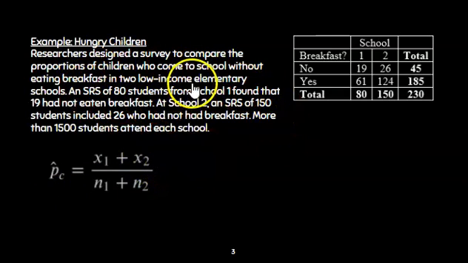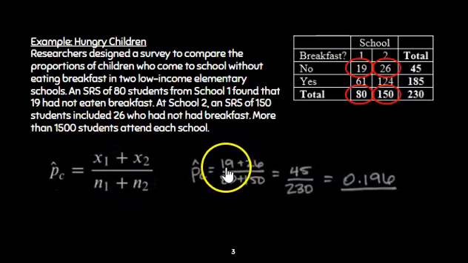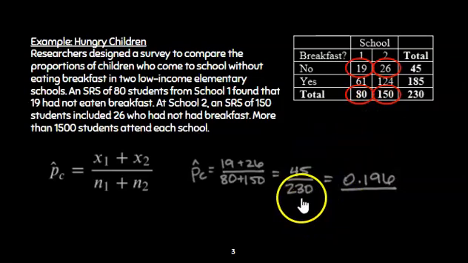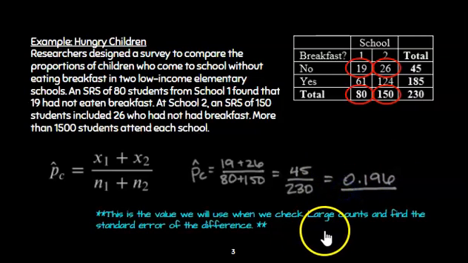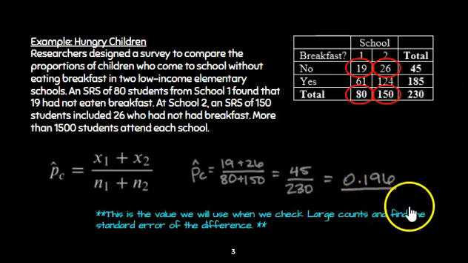Well, I'm looking for the outcome of those who did not eat breakfast, right? So I look at my table, and that's these numbers here. For school 1, there were 19 out of 80 sampled that did not eat breakfast. School 2 had 26 out of 150. So it's the desired outcome divided by the totals, right? So when I do my pooled proportion, I'm just plugging those numbers in. 19 plus 26 gives me 45. 80 plus 150 gives me 230. And that gives me a proportion of 0.196. This is the value I'm going to use, again, in the standard error and to check large counts.